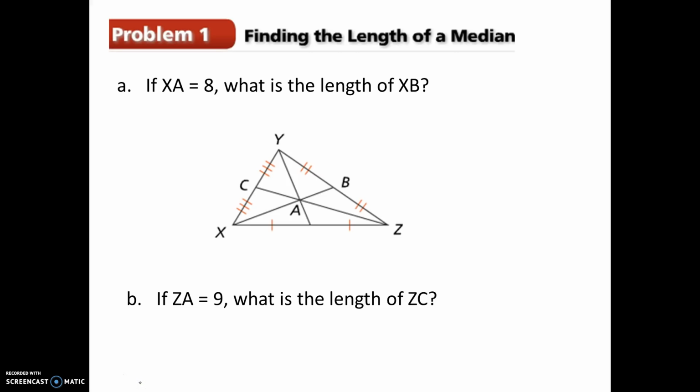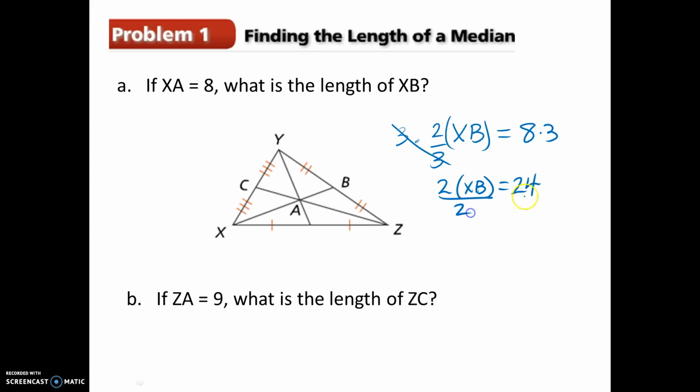If we apply that to a problem like this, if XA equals 8, what is the length of XB? So I know that XA is going to be 2/3 of the entire line. So if XB is the entire line, I want 2/3 of that. That's going to give me XA. Well, they tell me what XA is. So I'm going to put 8 there. Now I can solve for XB. So 8 is 2/3 of XB. I'm going to multiply both sides by 3. The 3's go away, and I'm left with 2 times whatever XB is equals 24. Then I can divide by 2, and I figure out that the length of XB is 12.